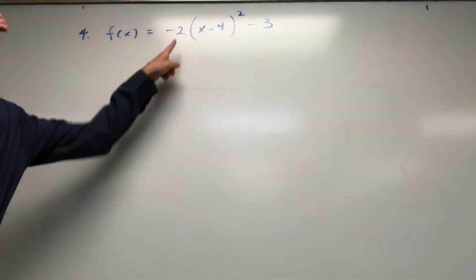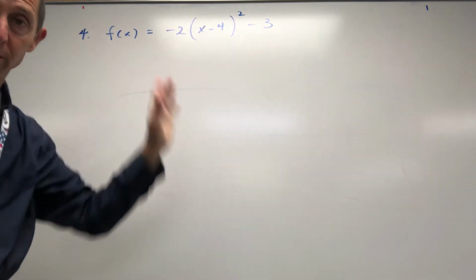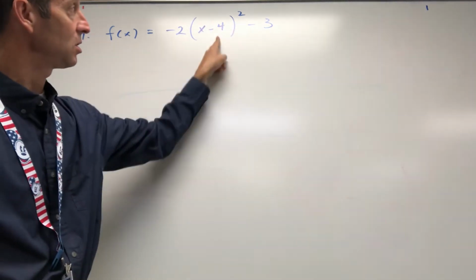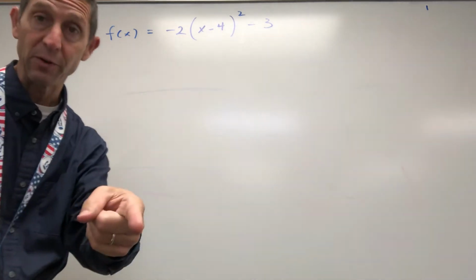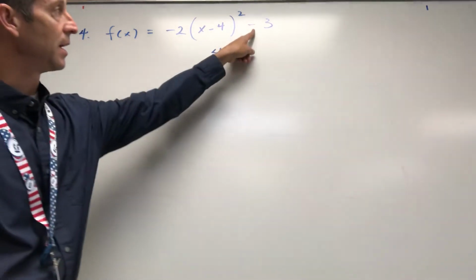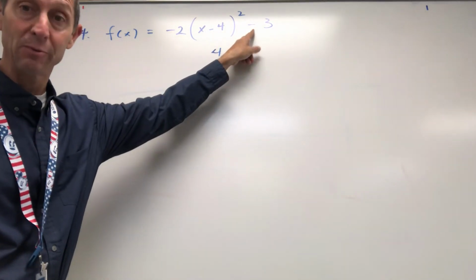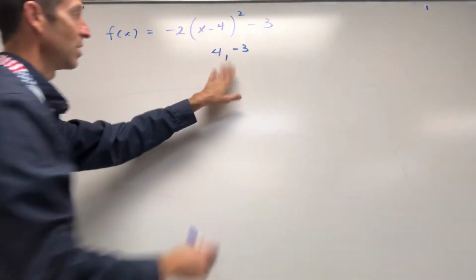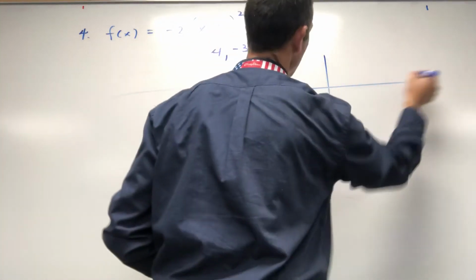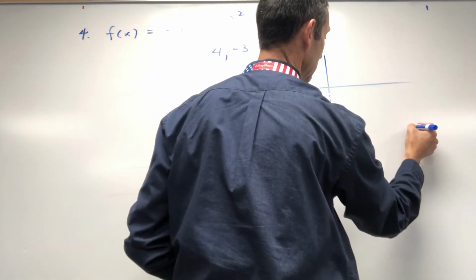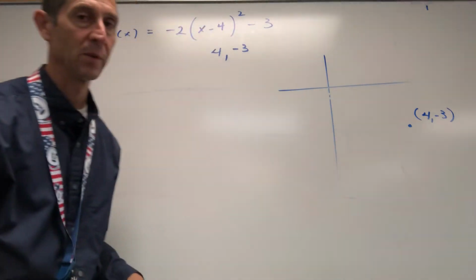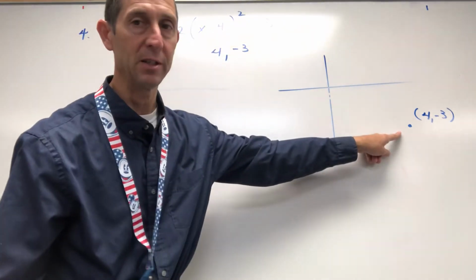Okay, even though there's a negative 2 out in front of this one, don't let that shake you. The vertex is still the same. You still look at these 2 numbers to find your vertex. Negative 4 becomes positive 4. Negative 3 stays negative 3. So that's going to be my vertex point. So we go to sketch our graph. So we go over 4, we go down 3. So there's my point, 4, negative 3. So on a graph, 4, negative 3 sitting right there.